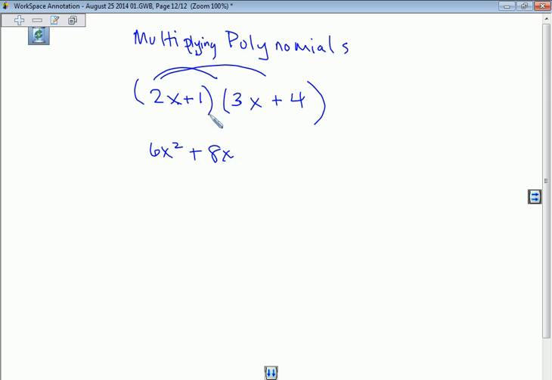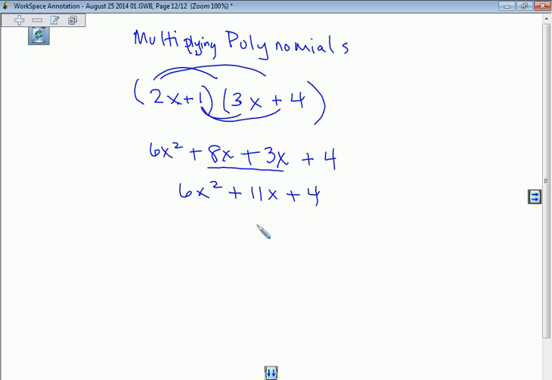And now we're going to distribute this 1. And so 1 times 3x is 3x. And 1 times 4 is 4. And in this case, these two terms are like terms, so we'd have to combine them. So my result is a quadratic trinomial.